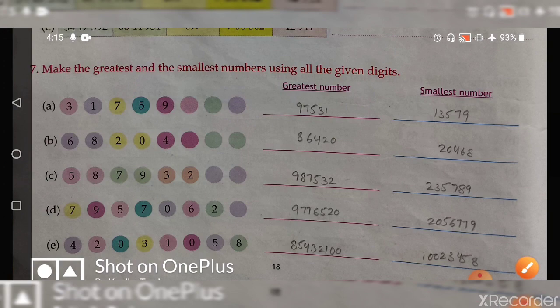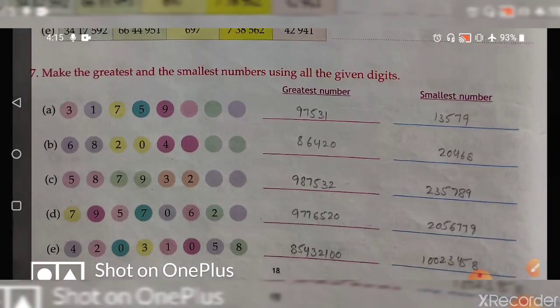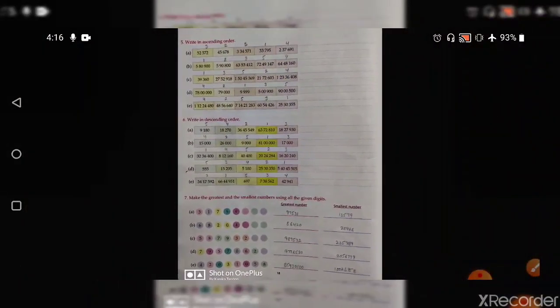I hope this seems easy to you. Rest all the questions will be done in the same way. And with this, our chapter number 3 is over with exercise 3B.